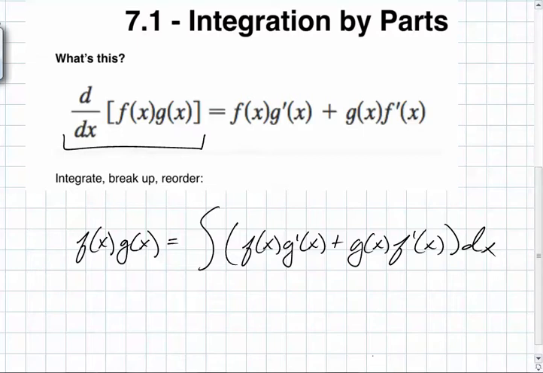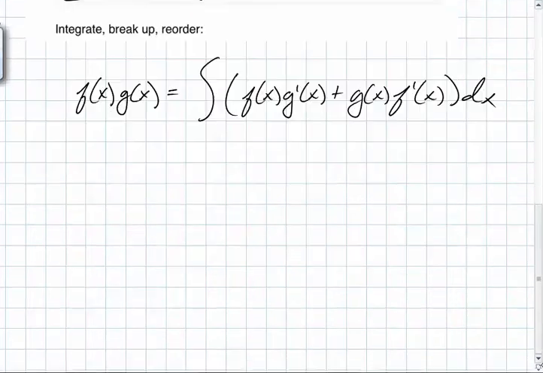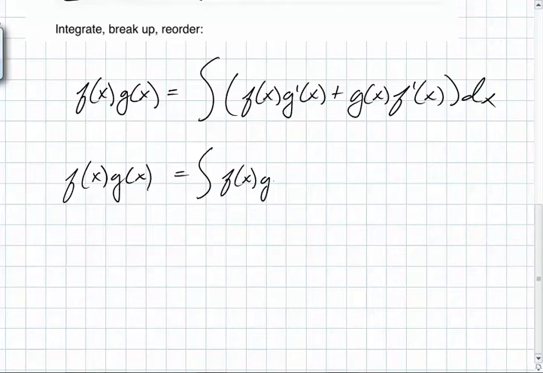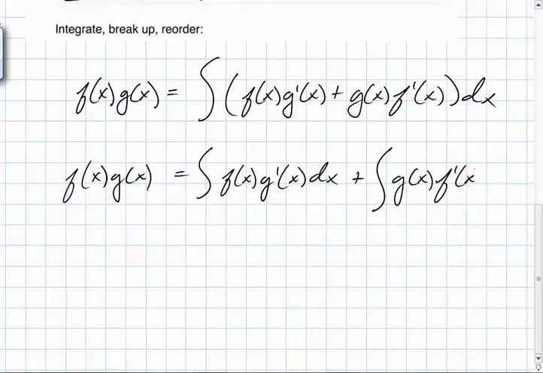Two functions, what can you do with that integral? Split it up. You can split it up, exactly. Okay. So now we know that the integral of f of x, g of x, is equal to the integral of f of x, g prime of x, dx, plus the integral of g of x, f prime of x, dx. Are we okay with that?